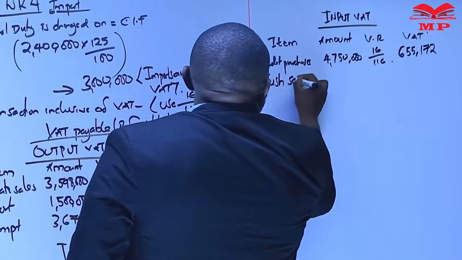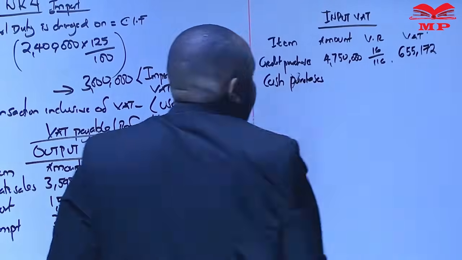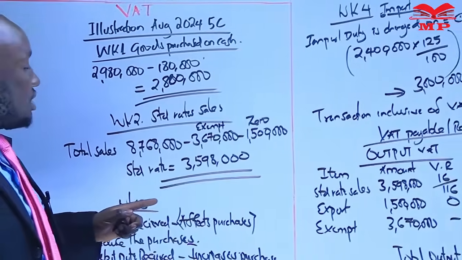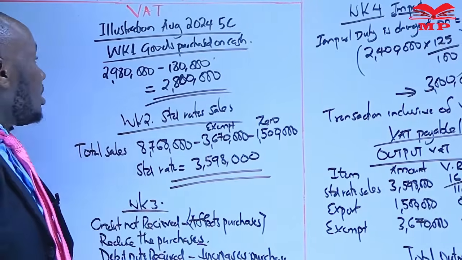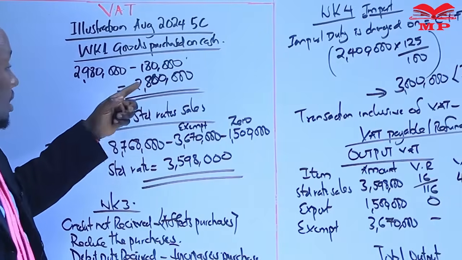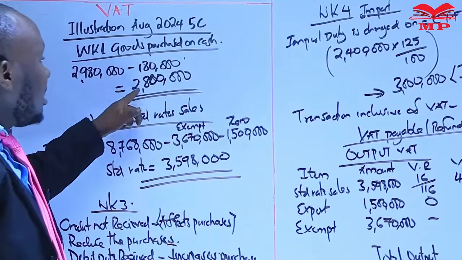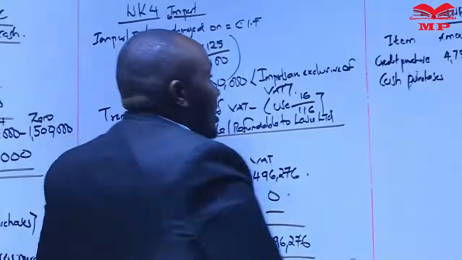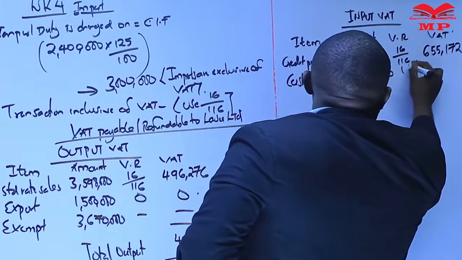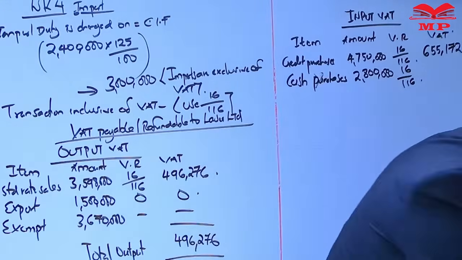We proceed to what we call cash purchases. On the cash purchases, there is a working. We say that some of the purchases did not have physical documents. So the working will less 180. So for the cash purchases, the figure is 2.8. Then we multiply by the rate, which is 16 over 116.